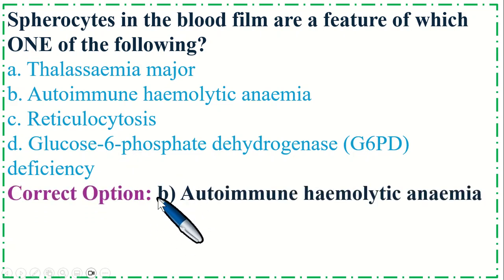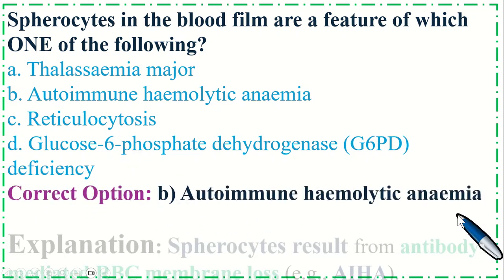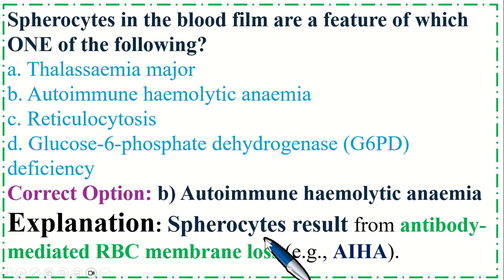So the correct option is B. Autoimmune hemolytic anemia. Spherocytes result from antibody-mediated red blood cell membrane loss. For example, AIHA, autoimmune hemolytic anemia.